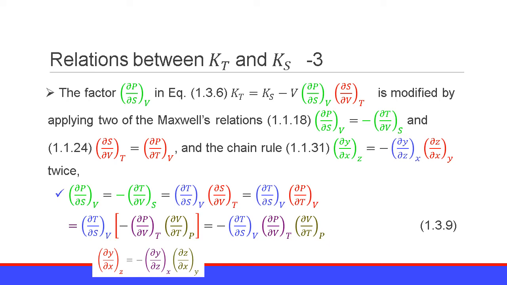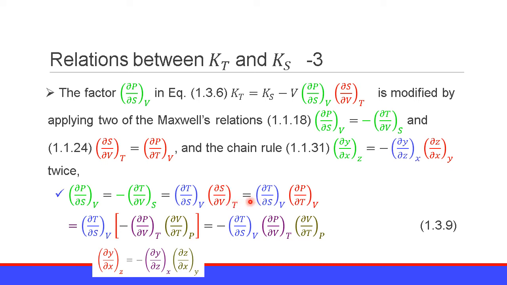The other one is the partial derivative of the entropy S with respect to the volume V at constant temperature T is equal to the partial derivative of the pressure P with respect to the temperature T at constant volume V. Then ∂P/∂S at V is equal to minus ∂T/∂V at S. Then by the chain rule it is equal to ∂T/∂S at constant V times ∂S/∂V at constant T.